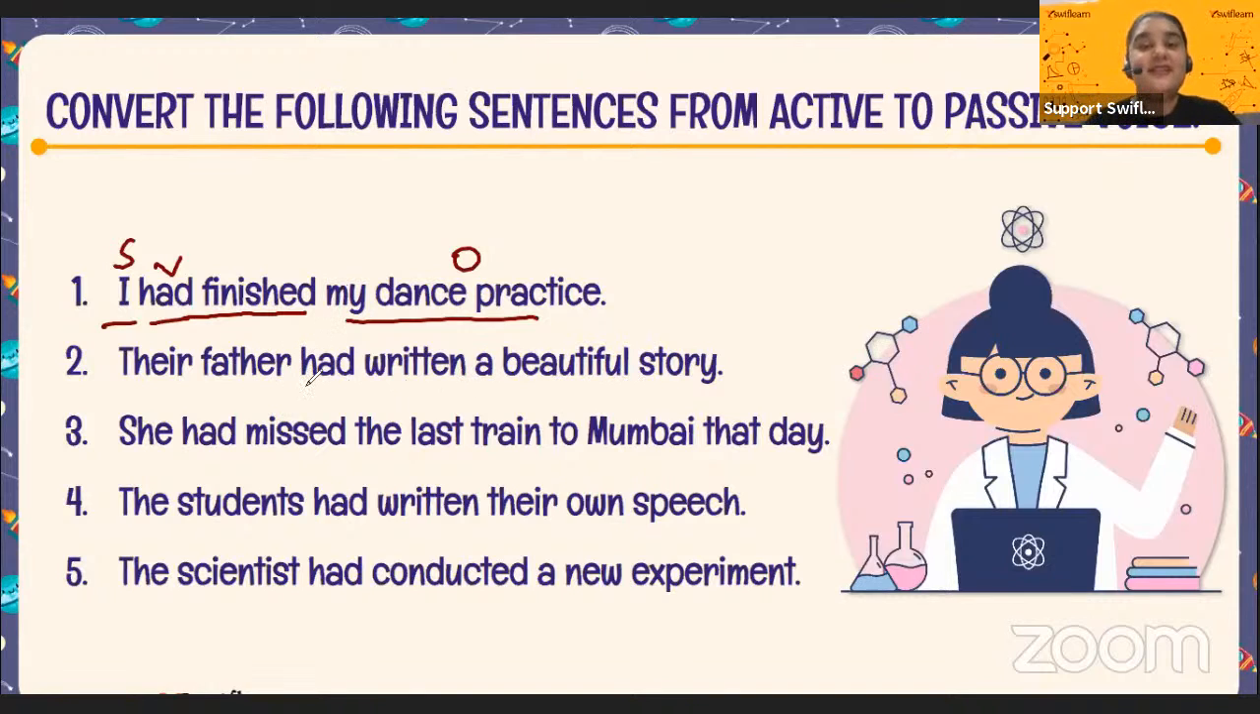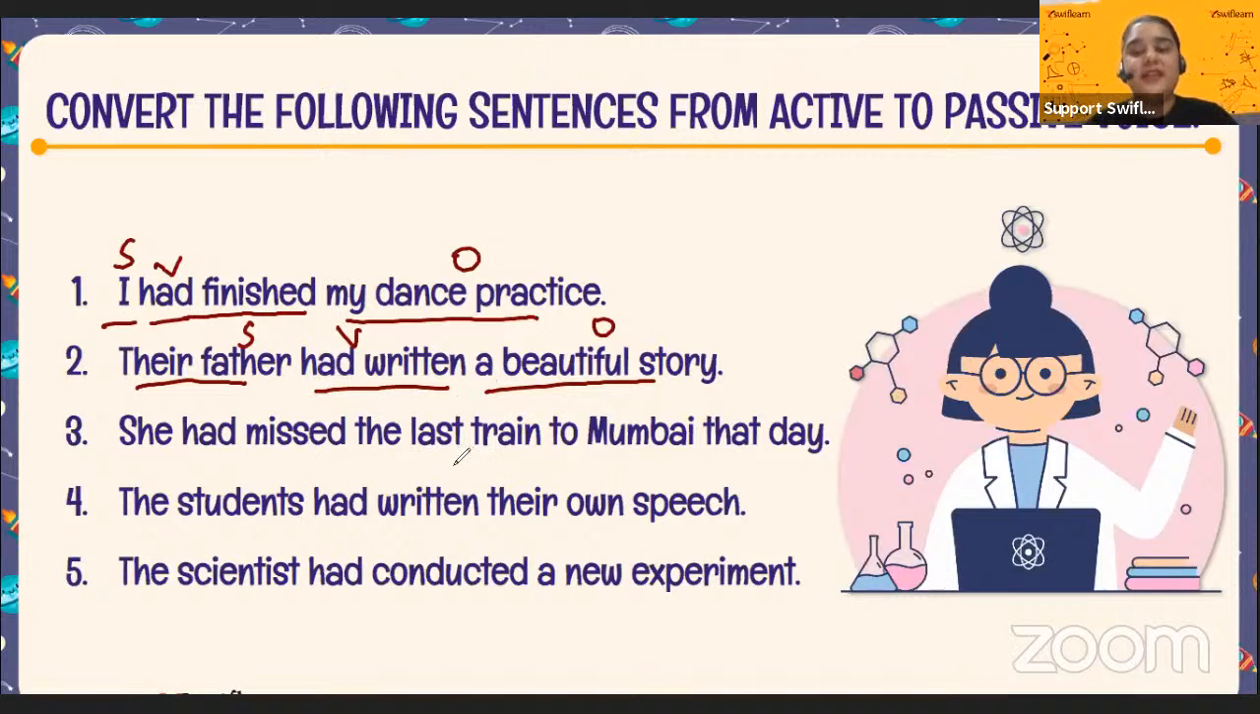So here the subject is their father had written, yes. A beautiful story is what? Object. Very good. So a beautiful story had been written by their father. Clear? Clear to everyone? Yes? Good. Let's come to the third one.